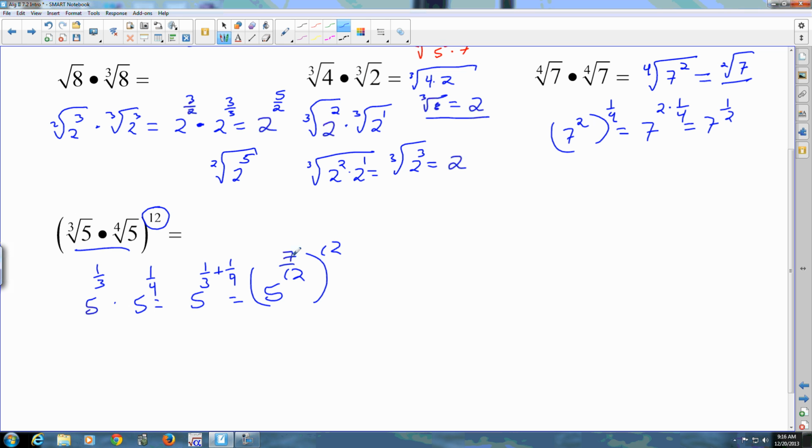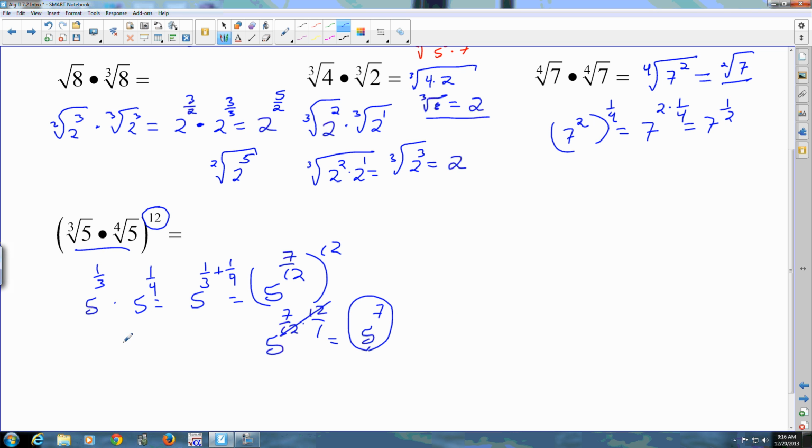When you have an exponent and an exponent, you multiply your exponents. You have 5 to the 7/12 times 12. And I'm hoping that you remember that you can cancel when you're multiplying fractions, and you get 5 to the 7th power. I would recommend you leave it there. If you type that in your calculator, you're going to get a big honking number.